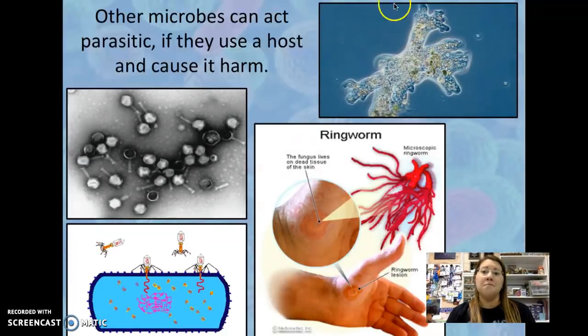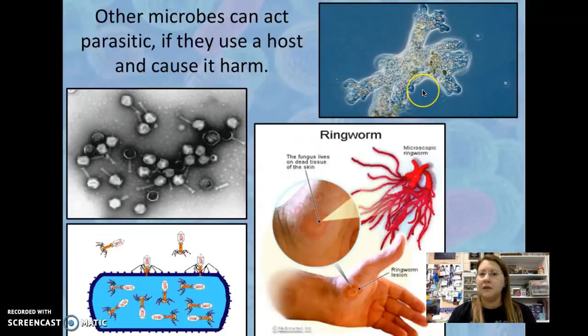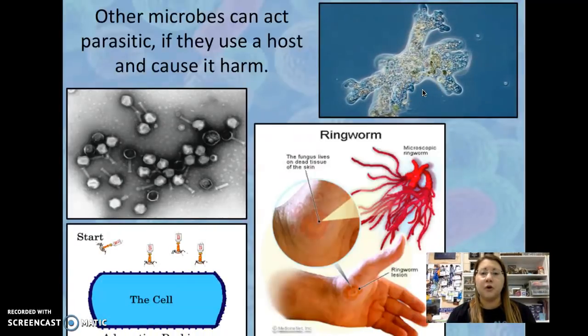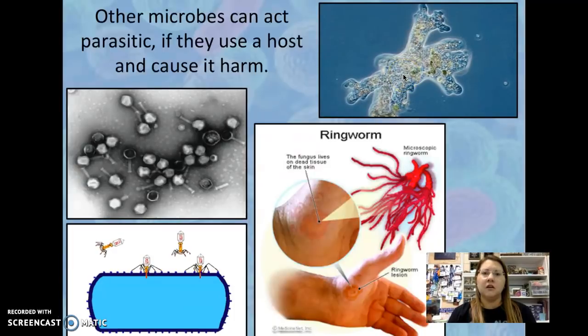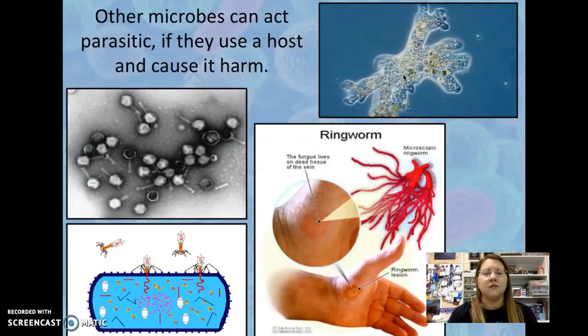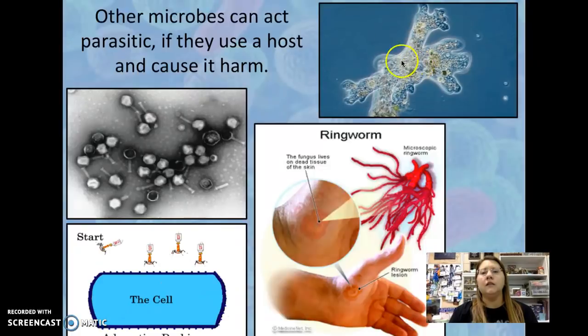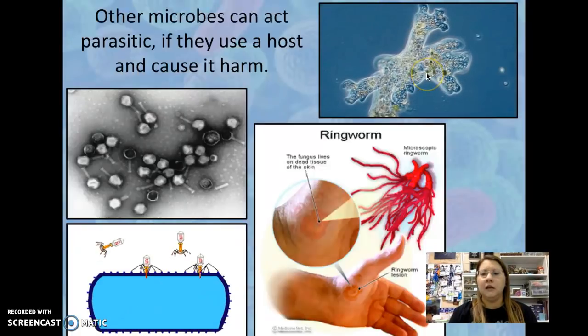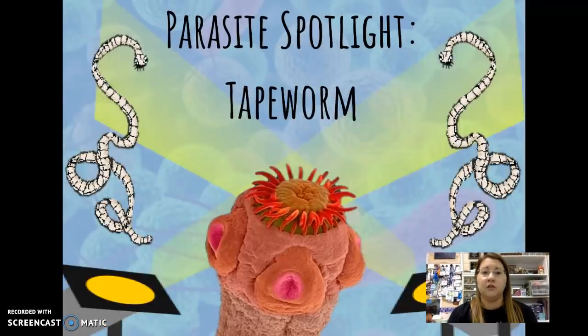And then this is amoeba. And you may have talked about amoeba last year. Amoeba is a type of protist, and it can cause diseases like dysentery, which is basically diarrhea until you die. And you may have heard of brain-eating amoeba. It's been in the news in the past couple of years, being found in water.